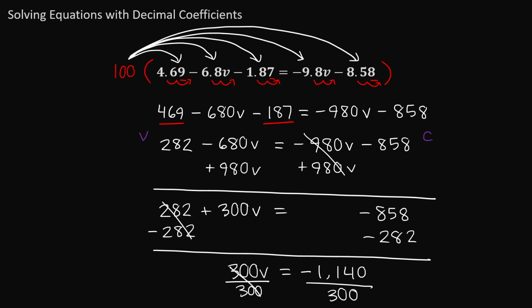we know that a negative number divided by a positive number will be a negative number. I'm going to write my answer off to the side here. v is going to equal negative 1,140 divided by 300. And my answer is negative 3.8. So that's going to be my answer. And that was a little bit trickier of an equation, but as long as we know to distribute that power of 10 and then combine like terms afterward, we should be good to go.